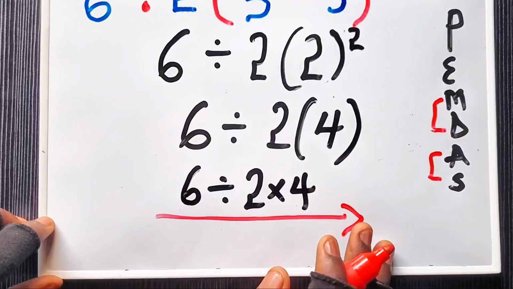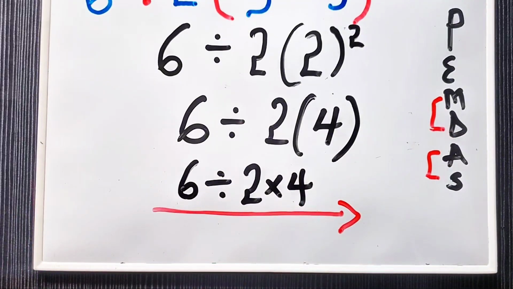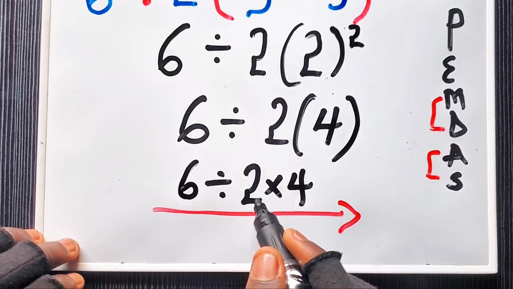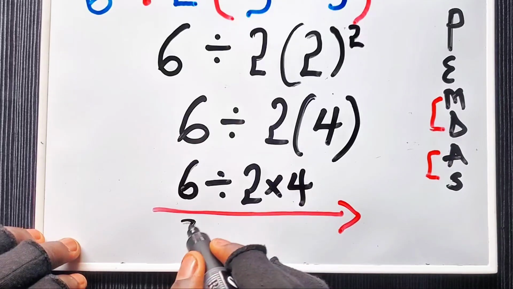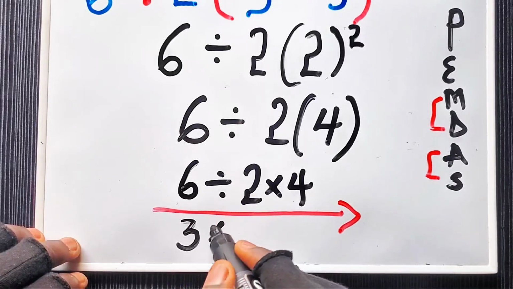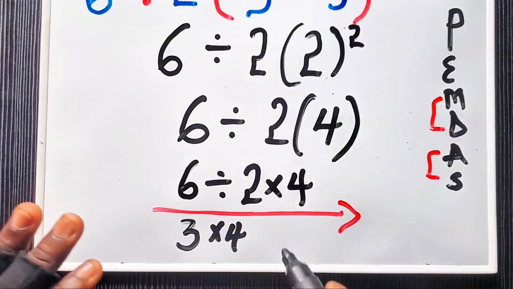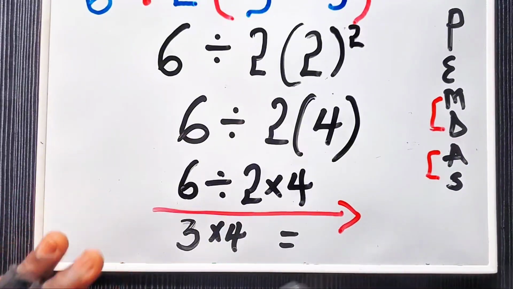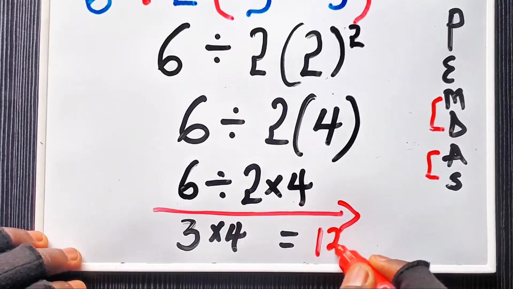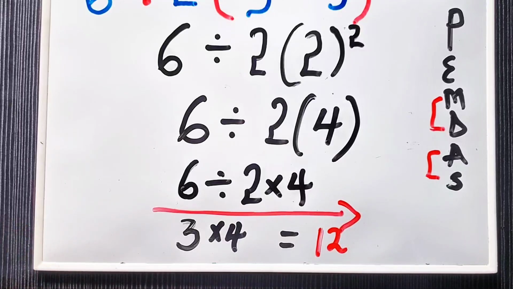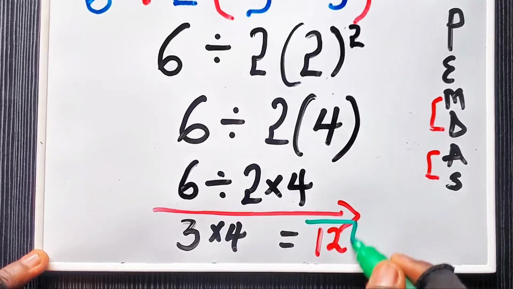All right, 6 divided by 2, that is 3, and 3 times 4 equals 12. Therefore 12 is our final answer.